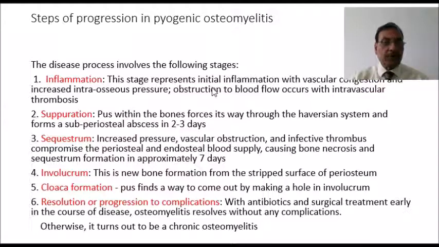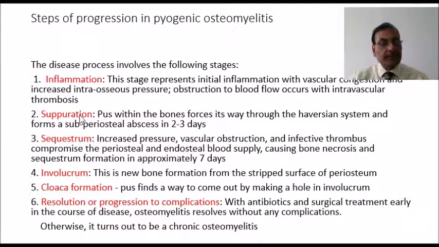Initial lodging of the bacteria, while there is a vascular congestion or the abrupt U-turn of the arteriole, here they start the inflammation. And with the inflammation, there is increased intraosseous pressure. Now, increased intraosseous pressure is going to occlude the vessels. Also, the inflammation will do the intravascular thrombosis. And this in turn will cause the bone necrosis.